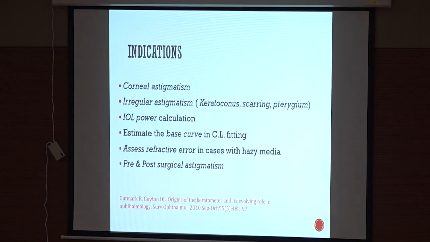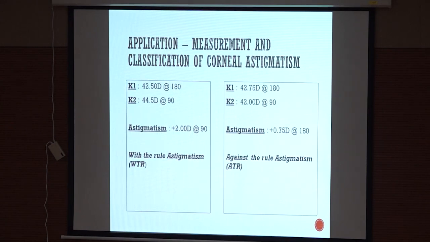So where do we use keratometry? As we have seen, keratometry helps tell us about corneal astigmatism, that is regular and irregular astigmatism. It is very important to calculate our intraocular lens power. It is also helpful to estimate the base curve while we are doing contact lens fitting, and it also helps to manage the pre and post surgical astigmatism.